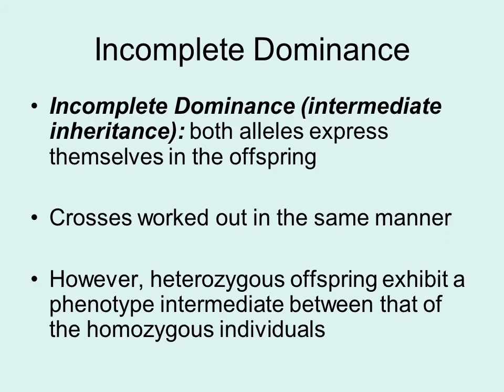Incomplete dominance is where both of the alleles will be expressed in the offspring. So one's not completely dominant, as the name implies. If you want to set up a Punnett square, you do it the exact same way. So if one of those alleles is not completely dominant and you see expression of both alleles, what do you end up seeing if an individual's heterozygous? It's kind of an intermediate.